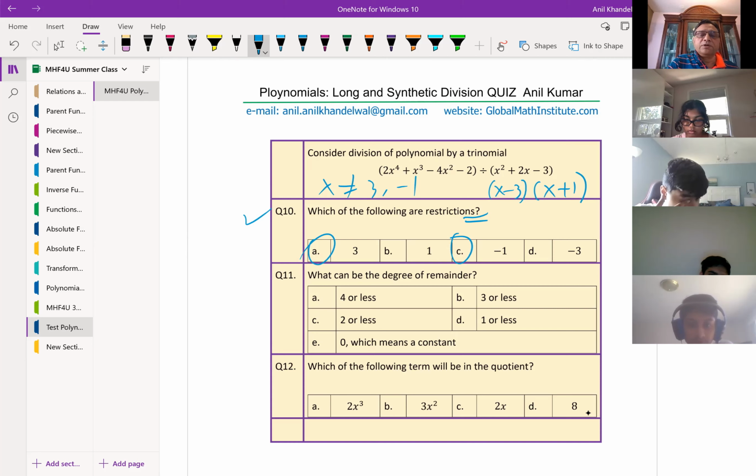Now, continue, Akshit. Tell me question number 11. What can be the degree of remainder? This time remainder degree I want. What can be the degree of the remainder?